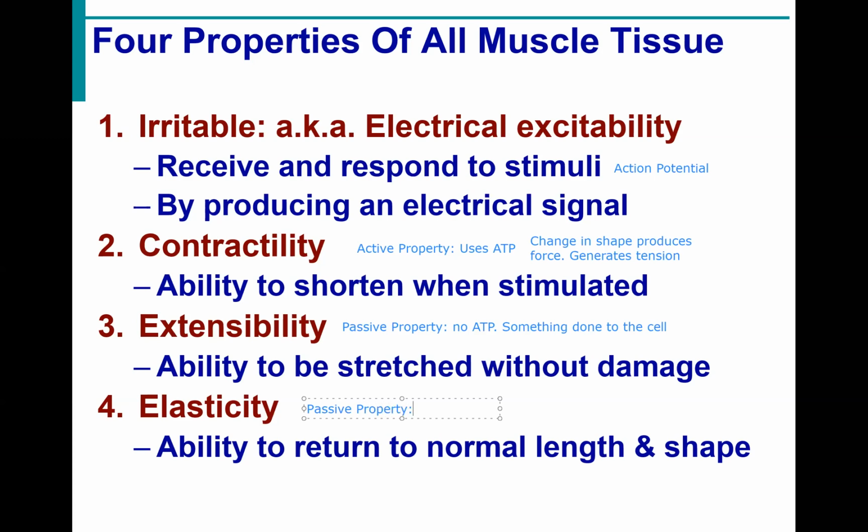Right, no ATP is used, and it is something that is done to the cell. All right, so there you go. Those are the 4 characteristics that all muscle tissue, smooth muscle tissue, cardiac muscle tissue, skeletal muscle tissue all share. They are all irritable. They all have contractility, the ability to contract as an active property. And passively, they all have extensibility, where they can be stretched without damage, and they all have elasticity, where they will return to their normal shape and length.